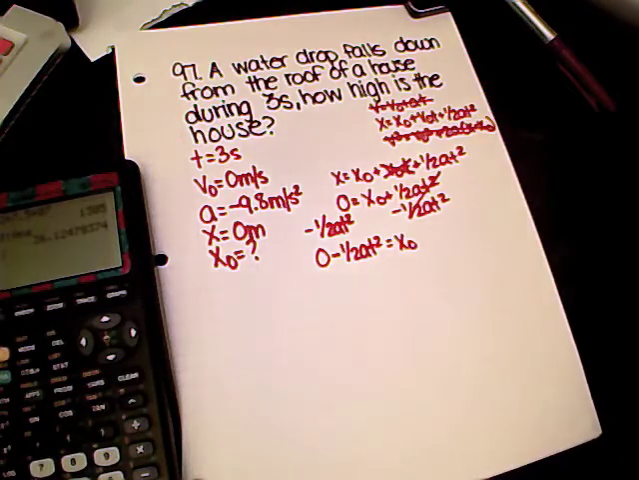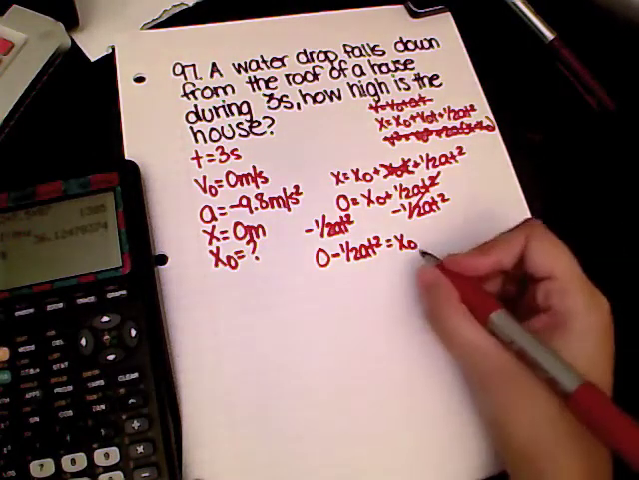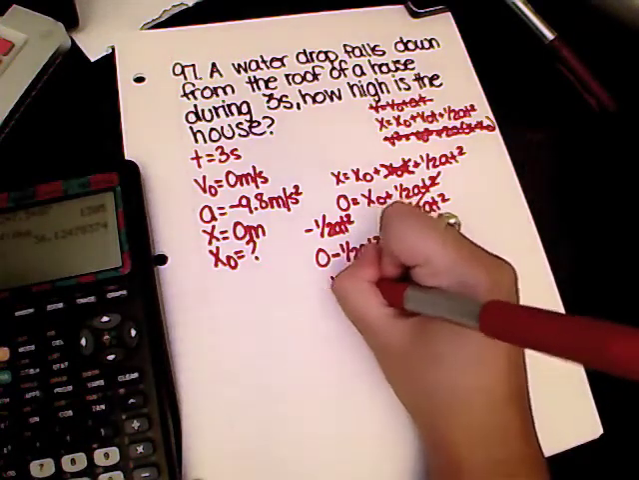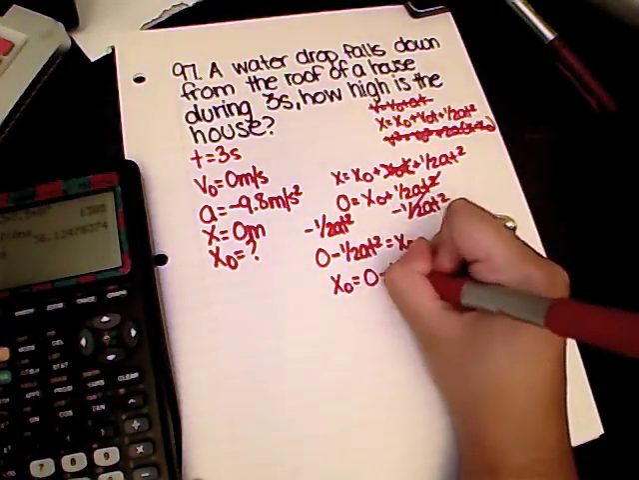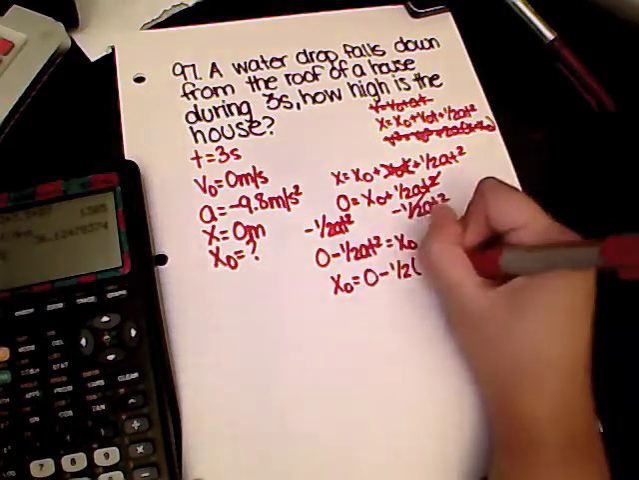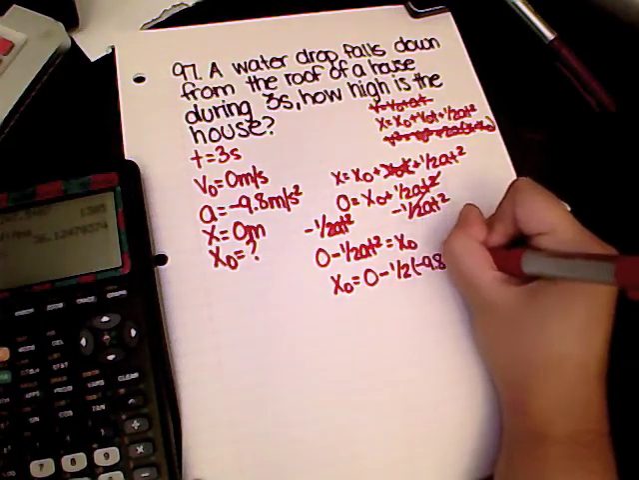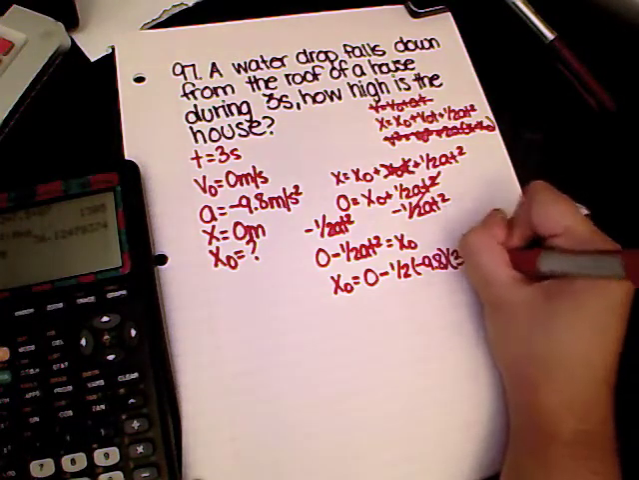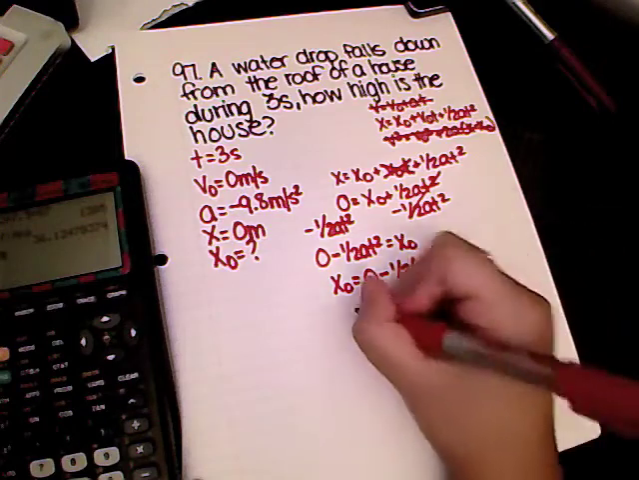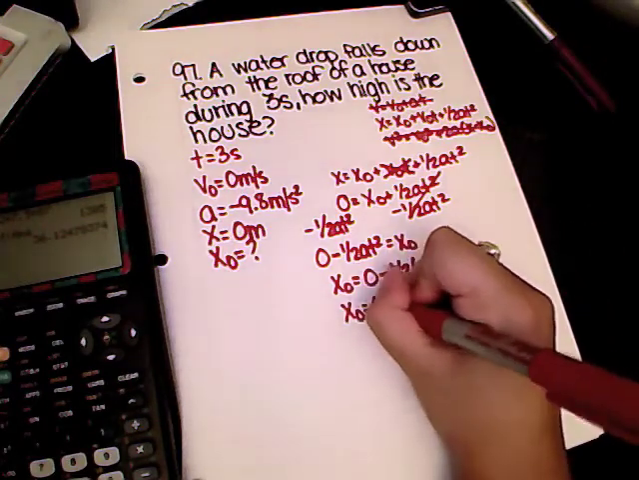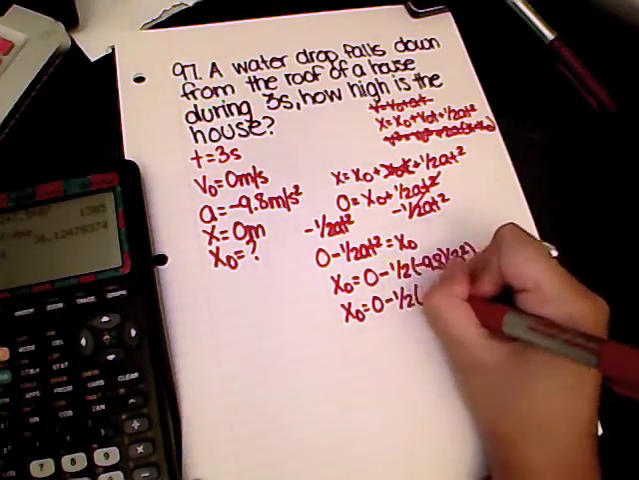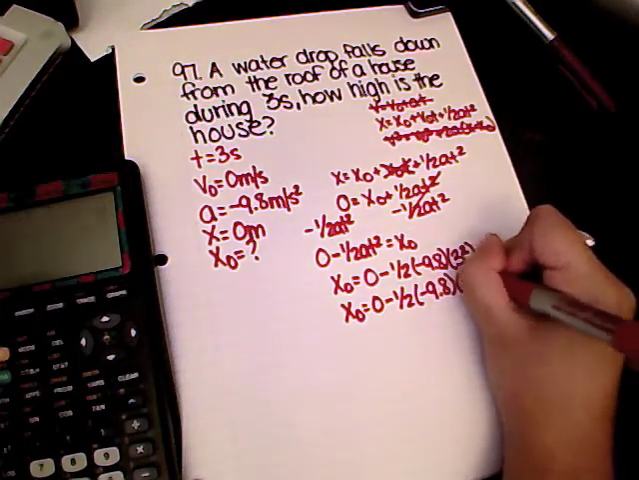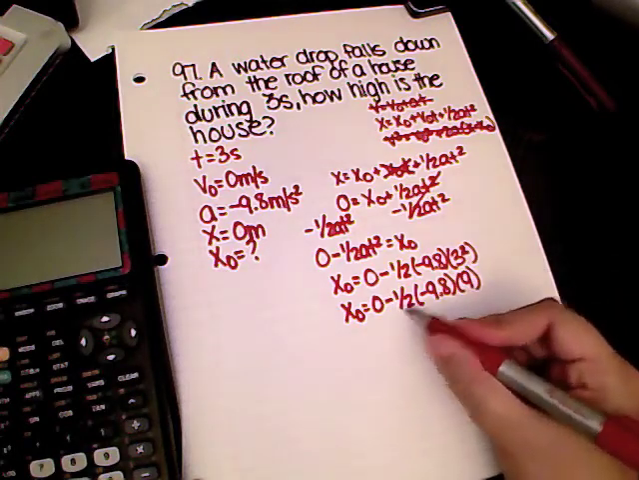So now all we need to do is plug our numbers in. I like to move the x naught by itself to the left side, so I'm going to rewrite it as x naught equals 0 minus 1/2. Our a was negative 9.8. And our t is 3, and then squared, because remember that t has to be squared. So now you've got x naught equals 0 minus 1/2 times negative 9.8, and our 3 squared is going to be 9. And now you just have to multiply these across.